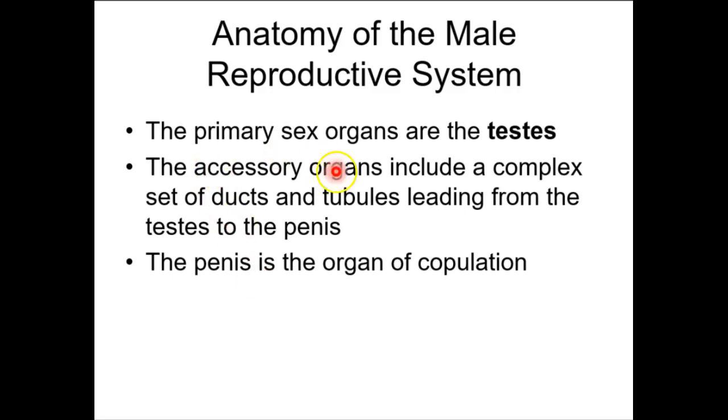So again, primary sex organs are the testes. This is where spermatogenesis or spermiogenesis occur. And then accessory organs include pretty much the rest of it. I'm not joking when I say a series of tubes.